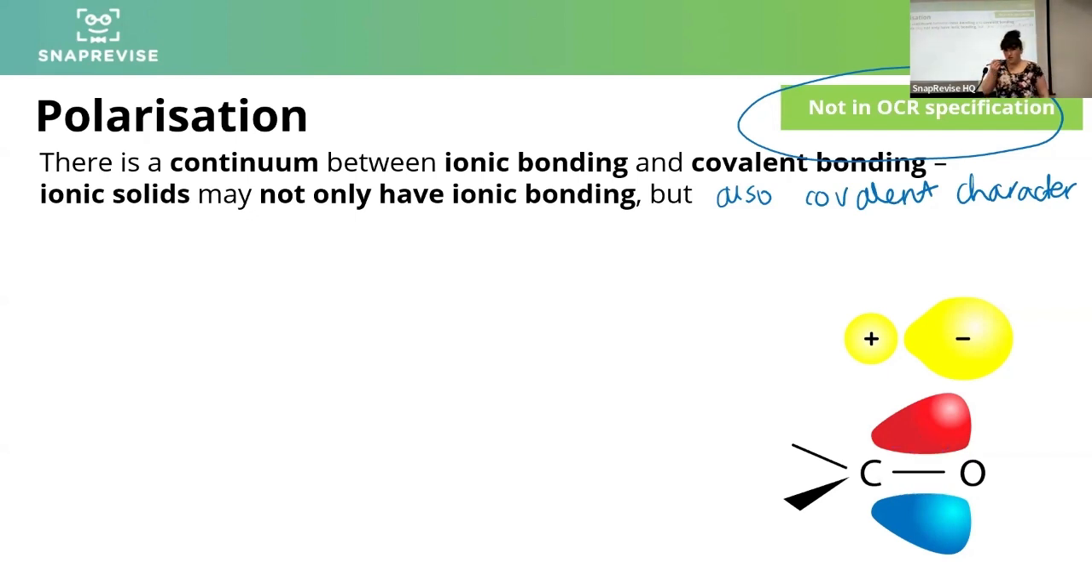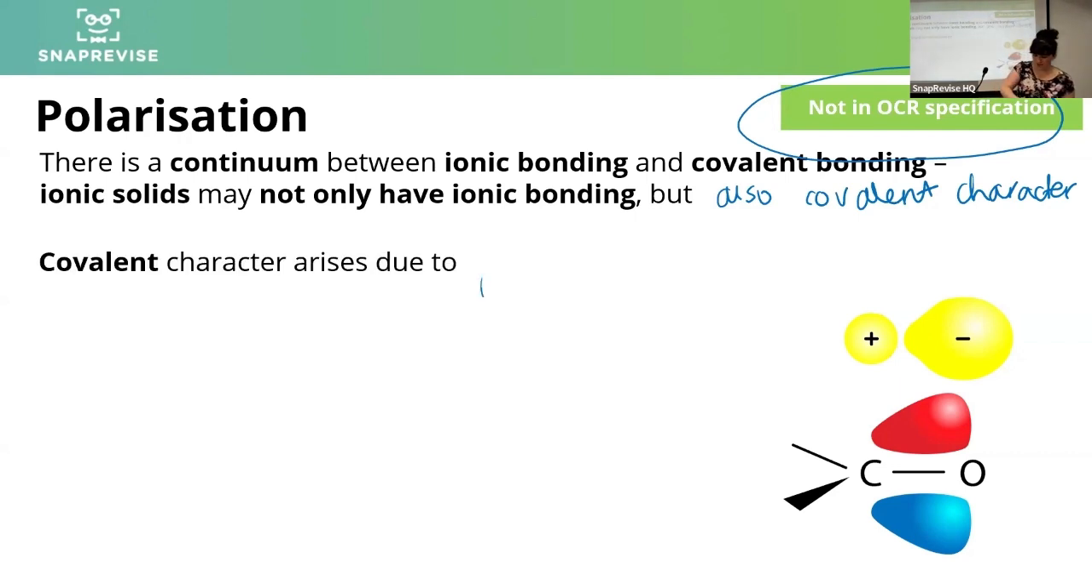With an ion, normally, or with ionic bonding, we would consider the positive charge and the negative charge as spheres. My spheres are not brilliant, but as solid spheres. But what actually happens is the charge is found in a sphere around the positive ion and in a sphere around the negative ion, and there's nothing between the two. But actually, we find that there is also a little bit of electron density between the two ions, or what we consider to be the ions. And this is the covalent character. This covalent character arises due to polarization.